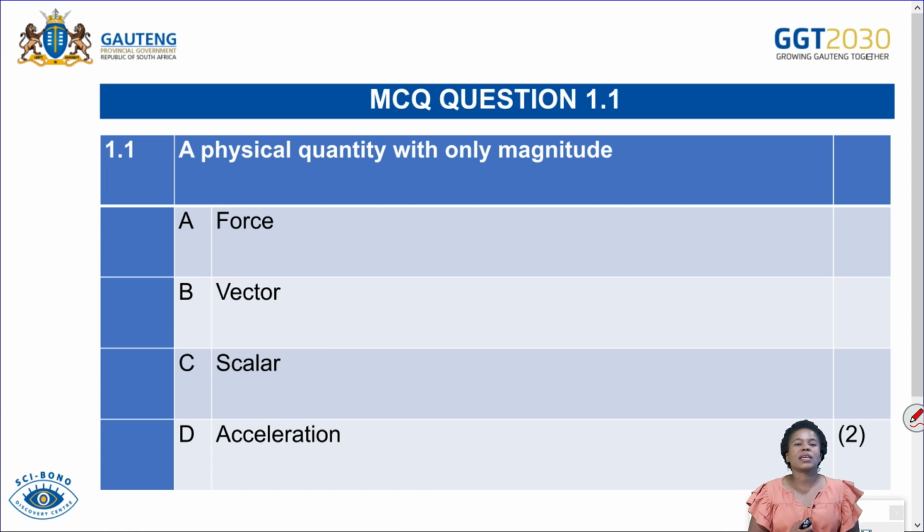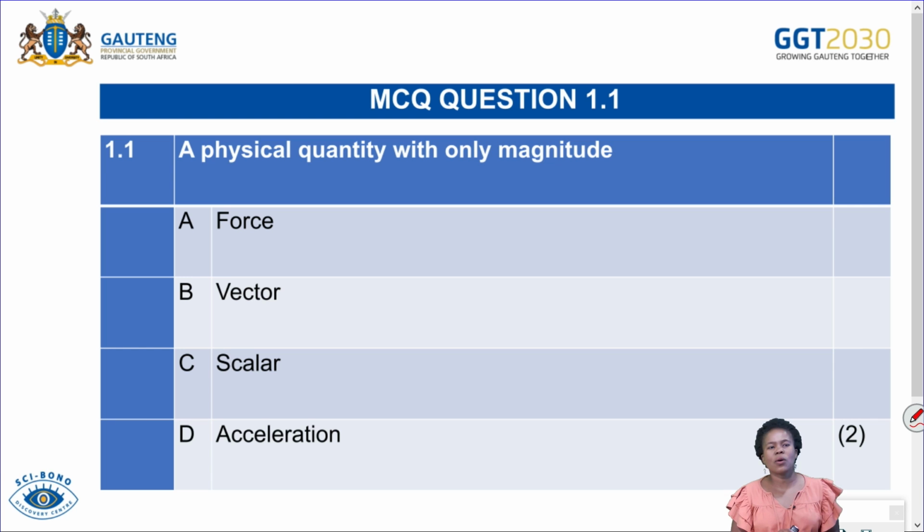Okay, now let's begin with our multiple choice questions. On your question 1.1, it is saying a physical quantity with only magnitude. Now the skill in answering your multiple choice questions is that there are always going to be two distractors. You need to get them out of the way and then you deal with the other two. Remember, only one answer is correct. So the other one will be a slight distraction, but it's not really a proper answer. So you only have one proper answer.